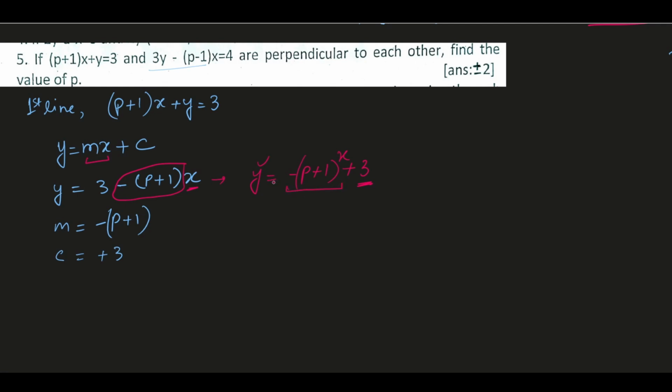So we only need this one, we don't need this one. It's better to write m1 here, because this is for the first line. So m1 is equal to minus of (p plus 1). We may also write c1 here, but since I don't need the value of c here, I'm ignoring this. m1 is minus (p plus 1). Let's do the same thing for the second line.